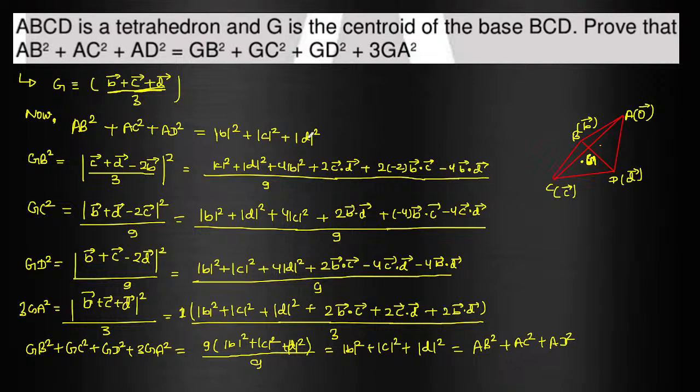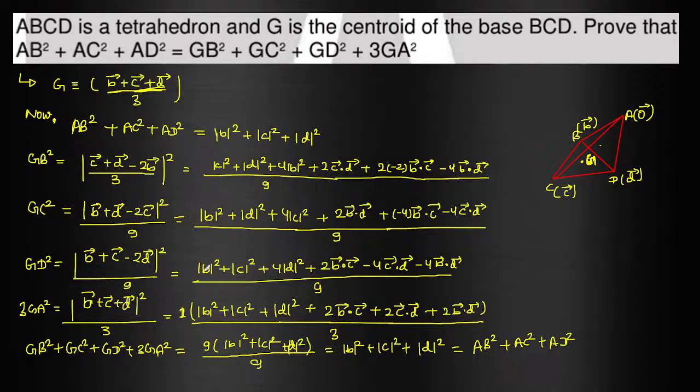Now what will happen if you calculate GB? GB is nothing but B plus C plus D by 3 minus B vector. So we get C plus D minus 2B by 3. Whole square is A square plus B square plus C square, 2AB, 2BC, 2CA. So this type of things we got. Similarly in GC we will get A plus B plus C plus D by 3 minus C. We got something like this. Similarly GD, we got this one. Now 3GA square we will get something like this.